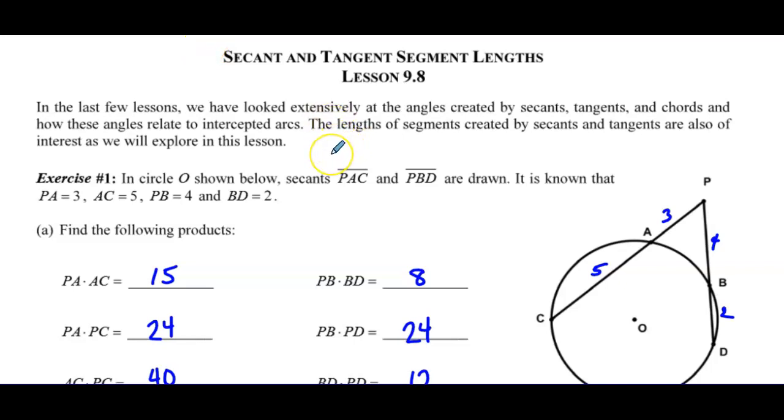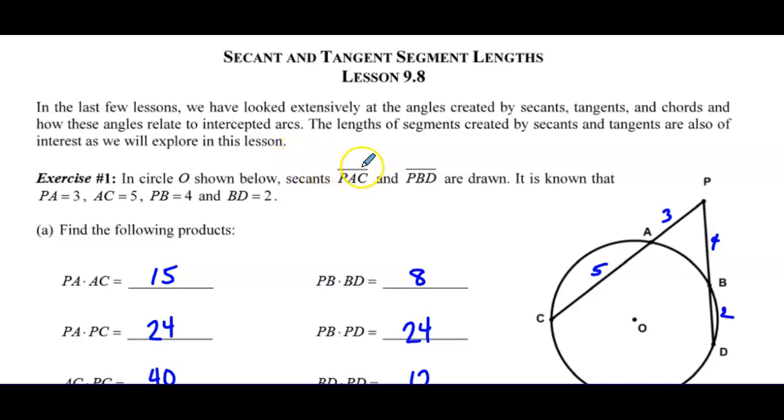All right, last lesson for Unit 9. So we are showing here a secant and a tangent, and in this lesson we are going to look at the segment lengths, not the angle formed by those segments, but the segment lengths. So the lengths of the segments created by secants and tangents are going to have a relationship. Let's explore that a little bit.